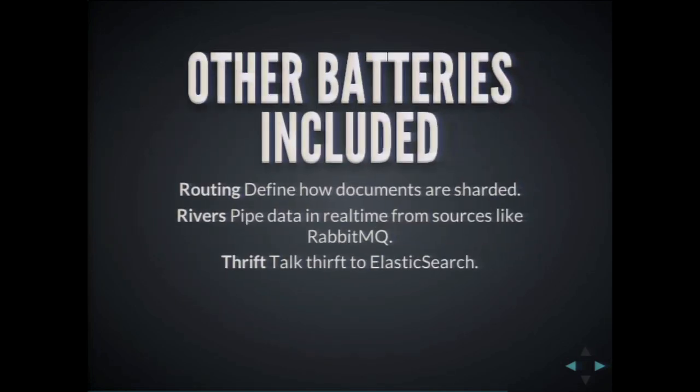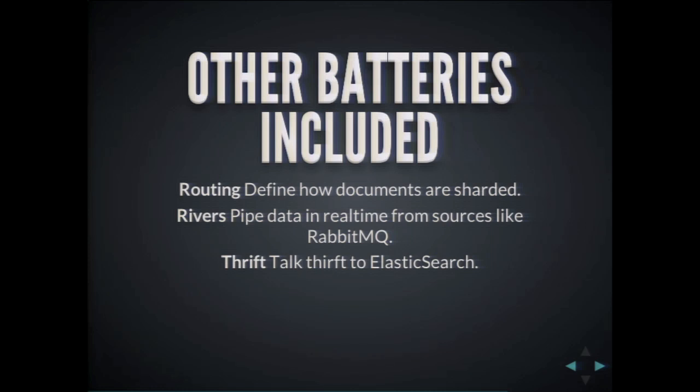There's more. Elasticsearch is a huge, huge, huge service, huge API-wise. The download's pretty small, but the features it has are quite numerous. Routing, as I explained earlier, lets you define how documents are sharded. When you index a document, you can give it a routing key, and then it will put it on the shard that matches that routing key.